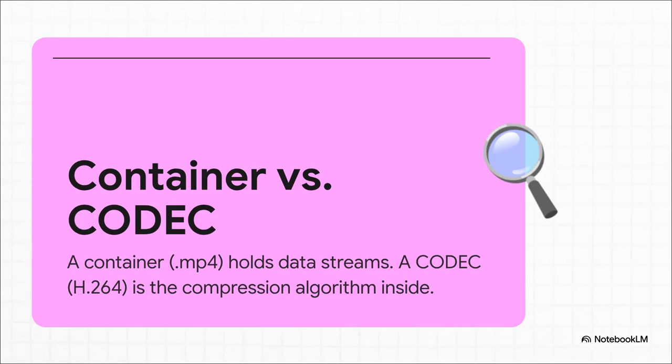That .mp4 file you have, that's not the compression itself, it's the container. Think of it like a box, and that box can hold a video stream, an audio stream, maybe some subtitles. The actual compression method that's used on the video inside the box is called the codec, which stands for coder-decoder. H.264 is a really common codec you'd find inside an MP4 container.